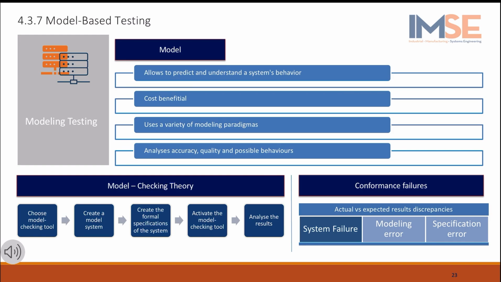Whenever you implement your model and the outcome in real life does not come out as it does in the model, we have something called a conformance failure. As we know, a model is not the real system, so when you implement it, it might not be accurate in the real life situation. So the actual result versus the expected one will have discrepancies. This can be caused by a system failure, a modeling error, or a specification error. As I previously mentioned, if you don't have your specifications correct, this is one of the things that could happen. We could have a conformance failure.